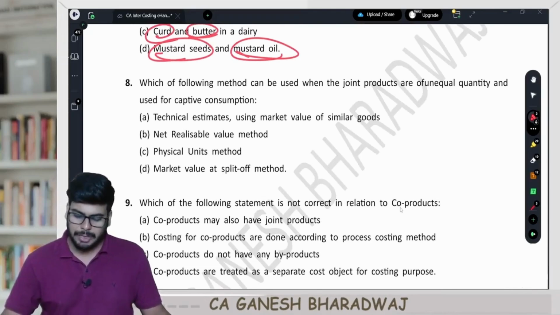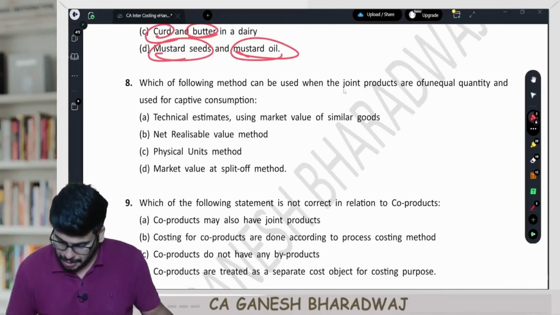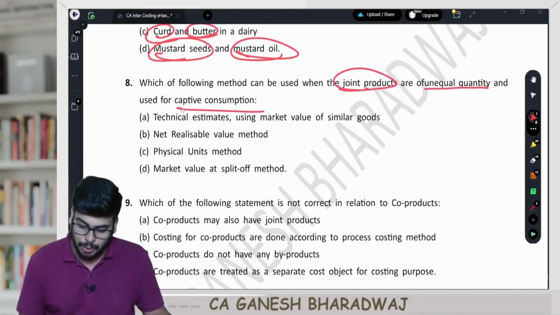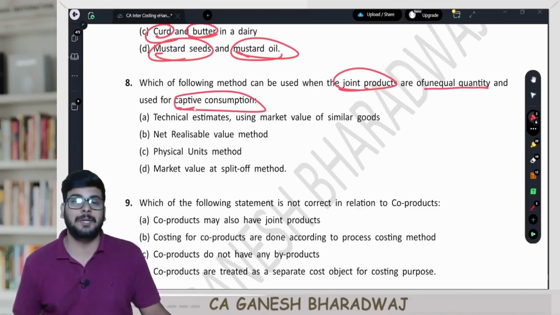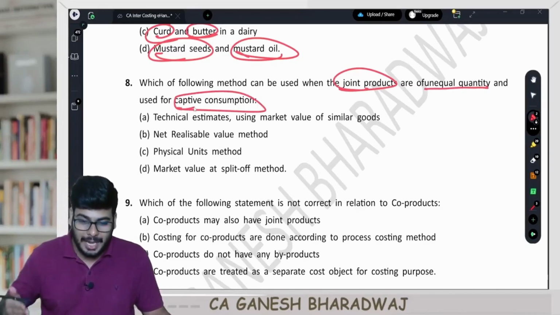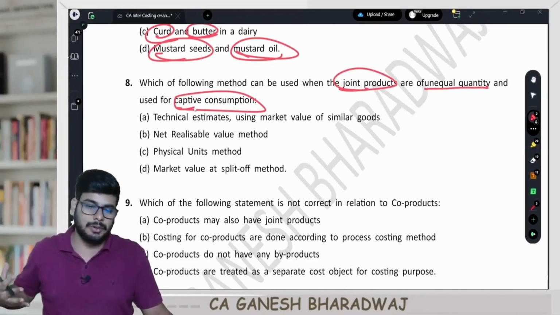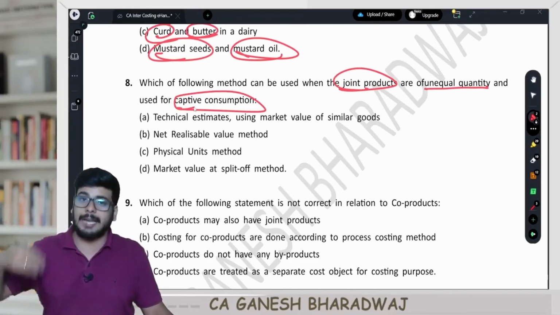Which of the following methods can be used when the joint products are of unequal quantity and used for captive consumption? Captive consumption means what? I am producing something for my own consumption. Are you clear with this? Captive consumption means I am not selling it.